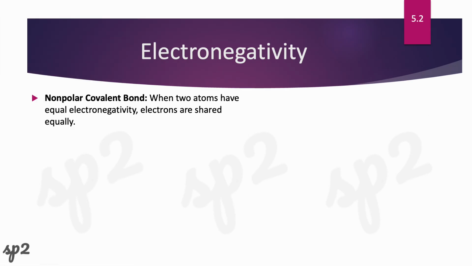Okay, now that we understand the electronegativity and how we can use that to understand the polarity of the bonds, we're going to have another look at our nonpolar and polar as well as ionic bonds. For the nonpolar covalent bonds, that will be the case where I have two atoms that have equal electronegativity, so they can share the electrons equally. Something like F2 would be a good example for that.